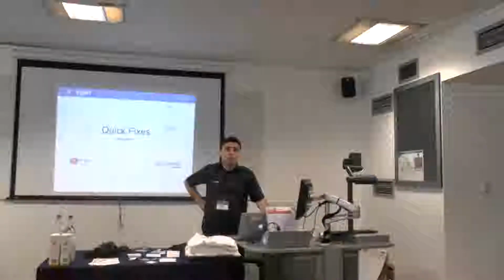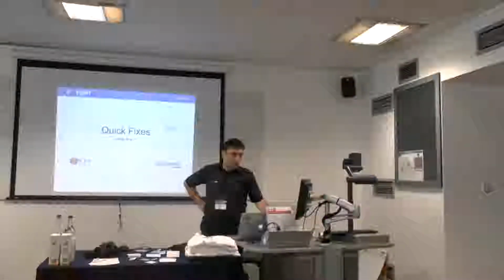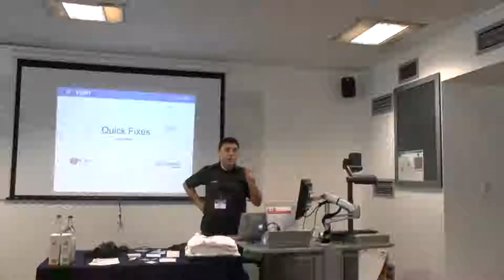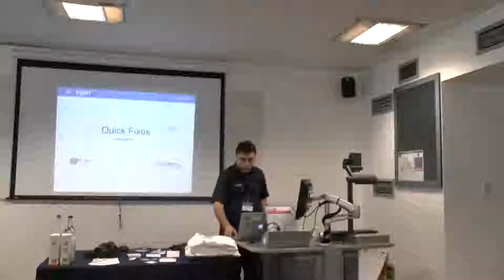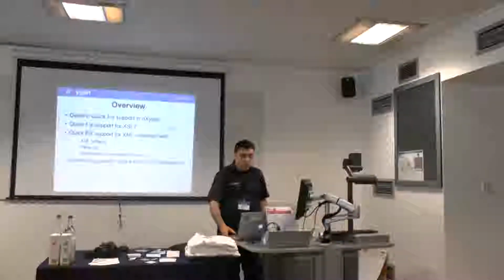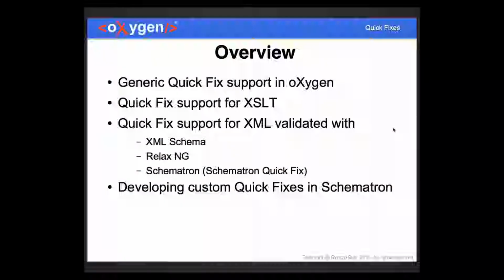We'll cover in more detail now the quick fixes part and the web-based editing after that. So I will not look only into new additions in 17, but also give you an overview of quick fixes in oXygen in general. So the quick fixes support, then the support for XSLT quick fixes, then XML validated with the XML schema and relax-ng, and the Schematron quick fixes part, which is the more interesting part, I think.